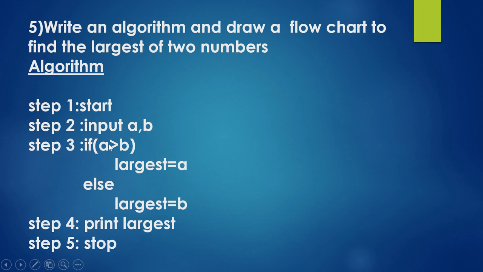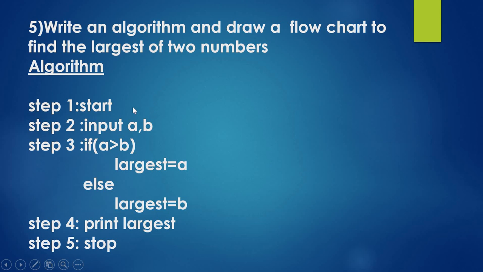Suppose you are giving the value A is equal to 5 and B is equal to 2. If A greater than B means if 5 greater than 2, that condition is true. Then what will be the value of largest? Largest will be A, that is, largest is equal to 5. Then print the largest value. This algorithm will print 5. In 5 comma 2, the largest is 5.